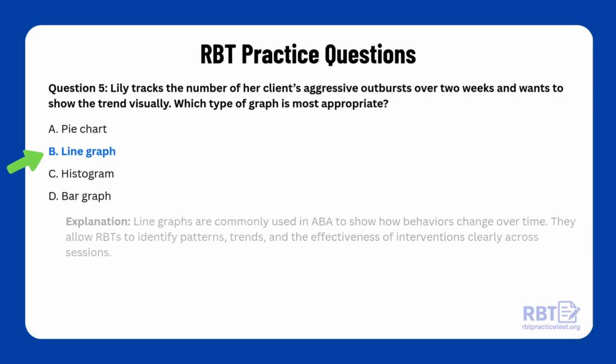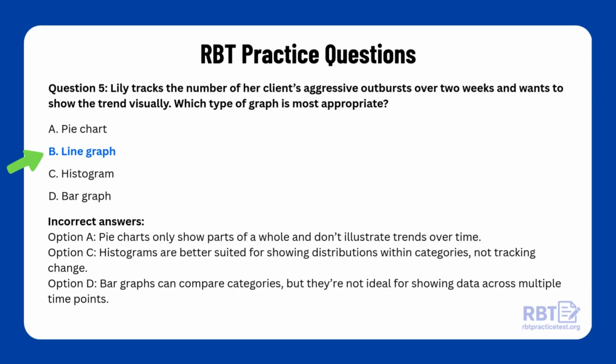Now for the wrong answers. A is incorrect because pie charts only show parts of a whole and don't illustrate trends over time. C. Histograms are better suited for showing distributions within categories, not tracking change. D. Bar graphs can compare categories, but they're not ideal for showing data across multiple time points.